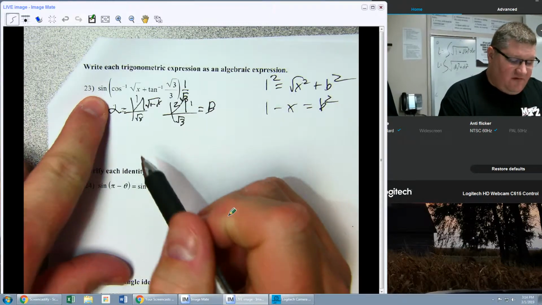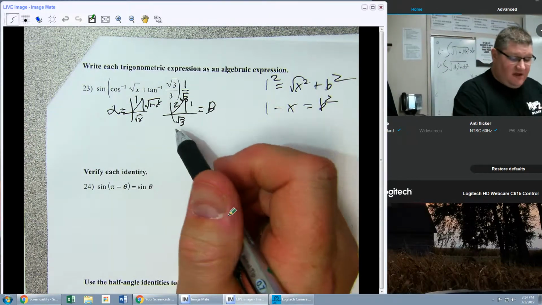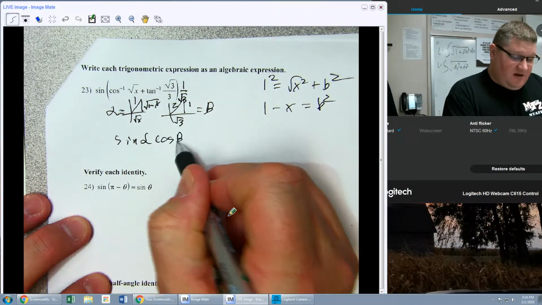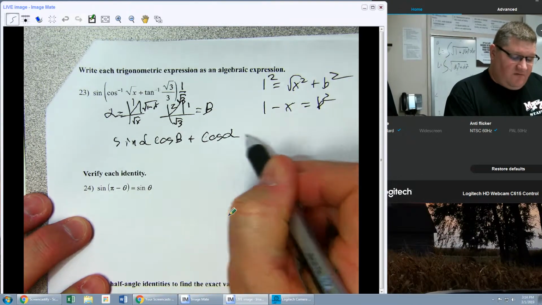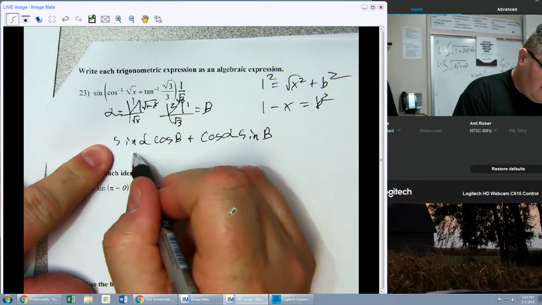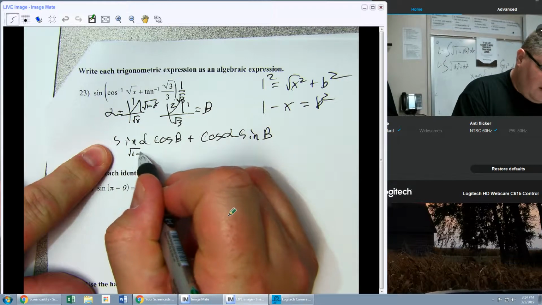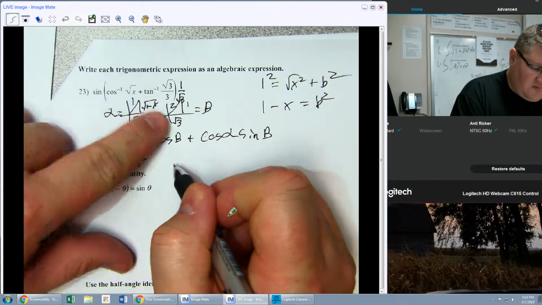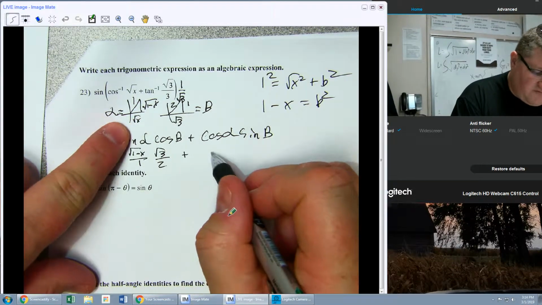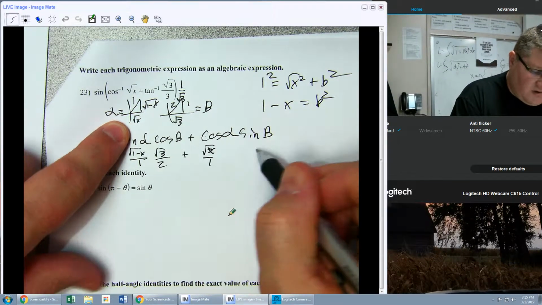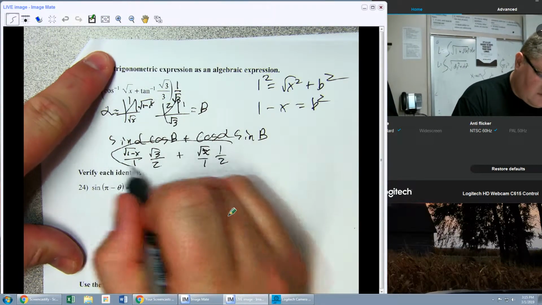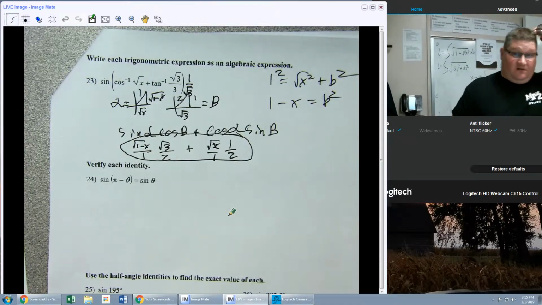And so sine of alpha plus beta is going to be sine alpha cosine beta plus cosine alpha sine beta. Now, I can find the sine of alpha right here. That's 1 minus x over 1, cosine beta root 3 over 2, plus cosine of alpha root x over 1, sine of beta, which is 1 over 2. Little simplification, but basically there's your answer.